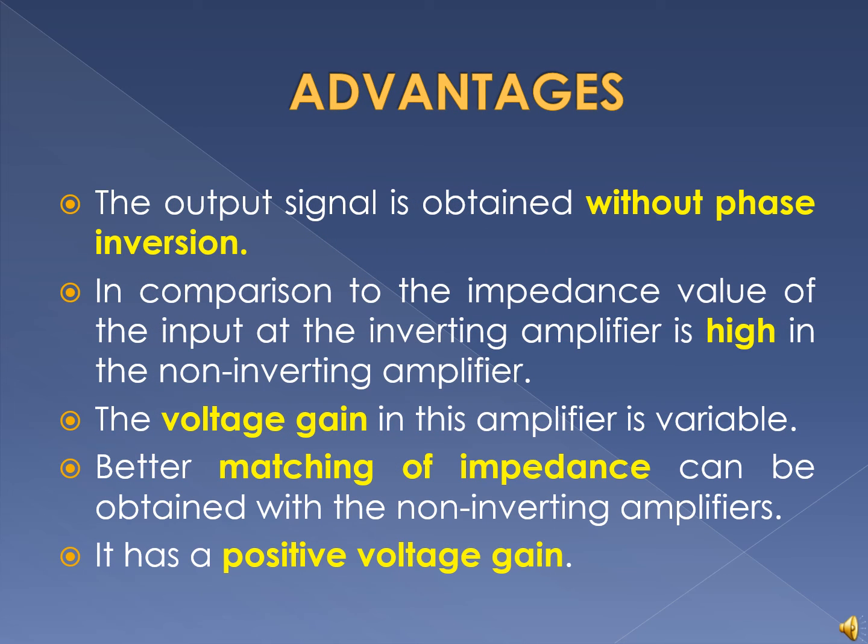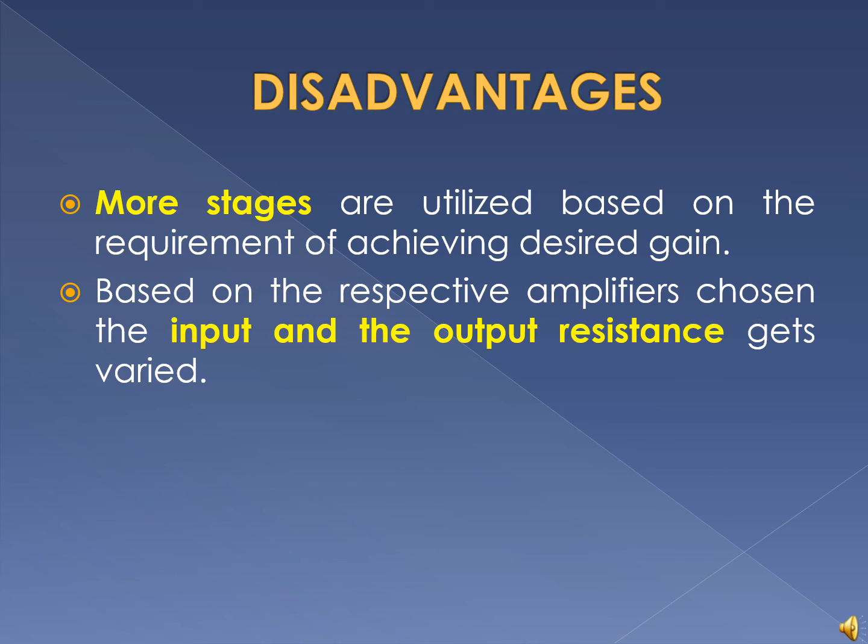Advantages: there is no phase inversion. There is higher impedance compared to inverting amplifier. The matching is better, and finally the voltage gain is variable and positive. The disadvantages are the number of stages required are more, and the input and output resistance get varied.